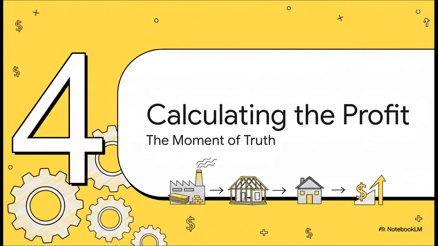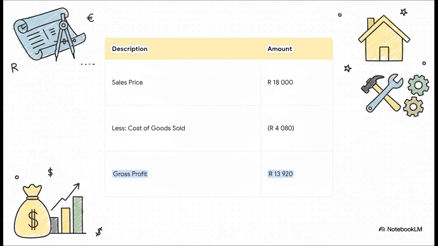And this is what it's all about. This is the whole reason we went through all this tracking. The project is finished, it's been sold. Now we finally get to answer that big important question. Did we actually make any money? Here it is, the moment of truth. The South Coast Project sold for 18,000 Rand. Now, because we did our job costing, we know exactly what our cost of goods sold was, 4,080 Rand. We subtract that, and look at that. The gross profit on this one job is 13,920 Rand. That's not a guess. That is clear, actionable information.